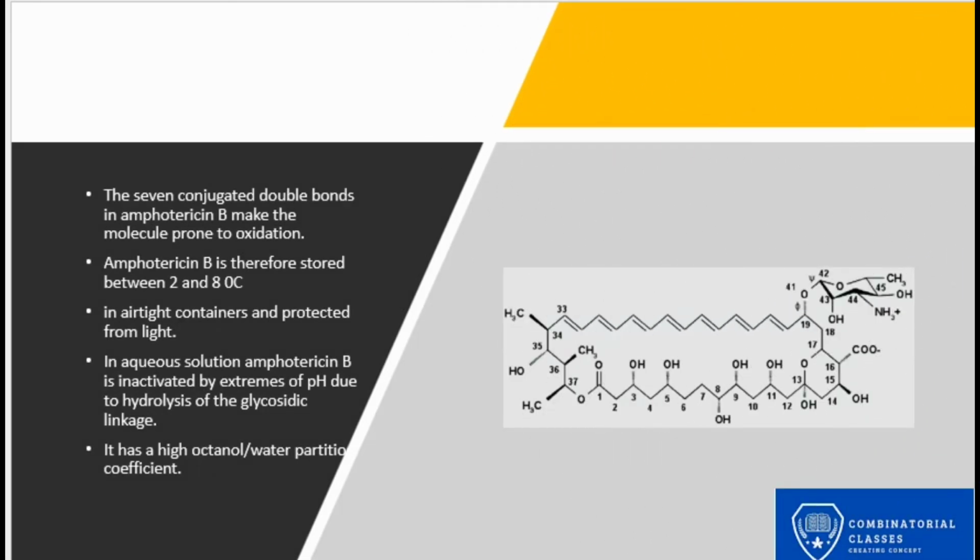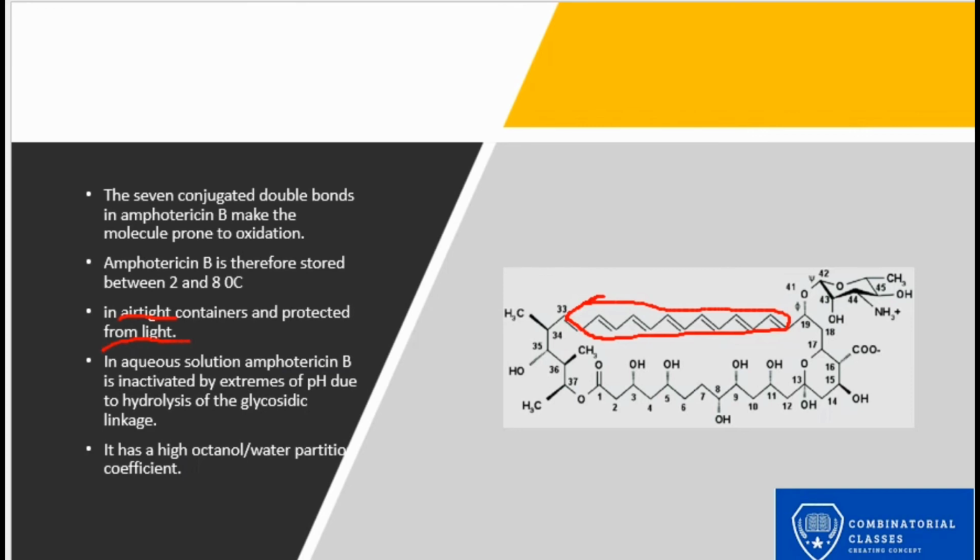And you can see here 7 conjugated double bonds in amphotericin B. So it is prone to oxidation easily because of these double bonds. And amphotericin B is stored between 2 and 8 degrees Celsius, because it is unstable, it oxidizes due to the presence of the conjugated double bonds. इसके प्रेजेंस में ऑक्सीडाइज होता है, इसलिए इसको लो टेम्परेचर पर स्टोर किया जाता है इन एयर टाइट कंटेनर एंड आल्सो प्रोटेक्टेड फ्रॉम लाइट, राइट?